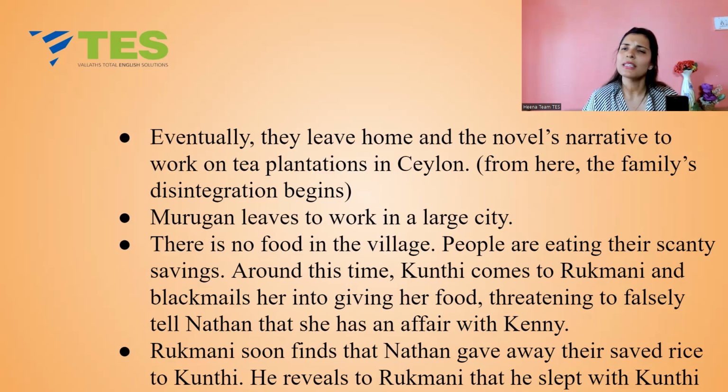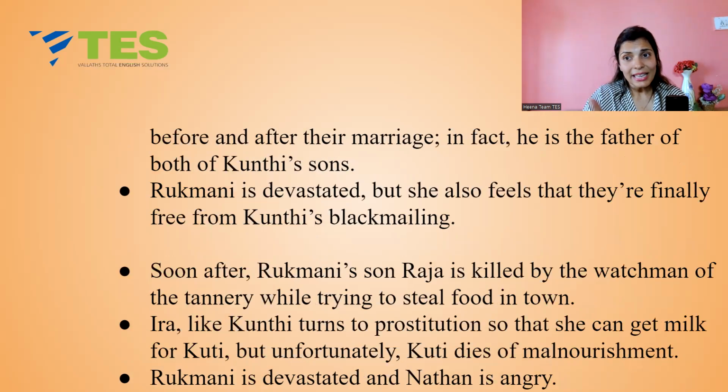So finally, Nathan tells a bitter truth about his life to Rukmani. What is that truth? He reveals that he has slept with Kunti before and after marriage. And in fact, he is the father of both of Kunti's sons. Extramarital affair. Rukmani is devastated. But again, like an orthodox Indian housewife, she actually forgives her husband. She feels that they are finally free from Kunti's blackmailing. Soon after, Rukmani's son Raja is killed by the watchman of the tannery while trying to steal food in town.